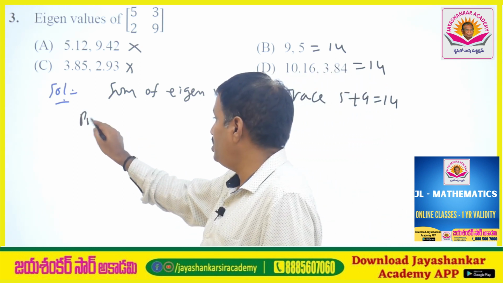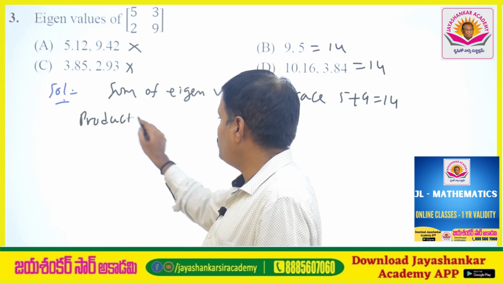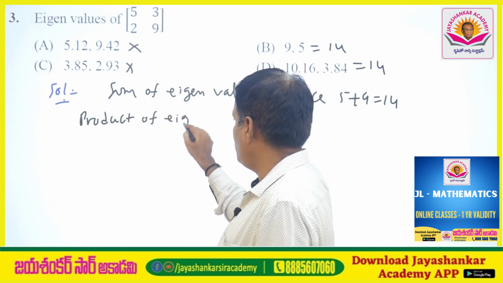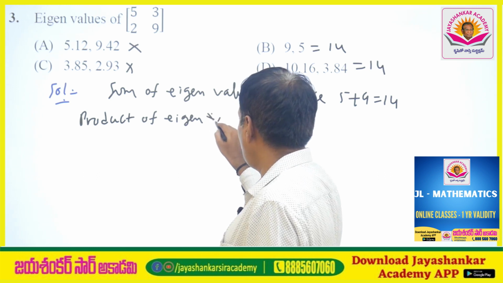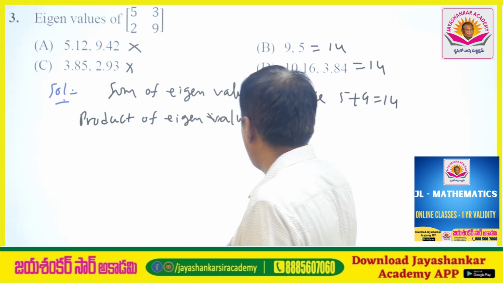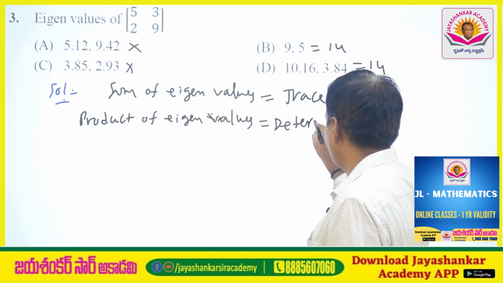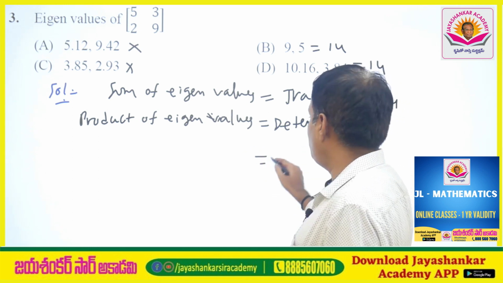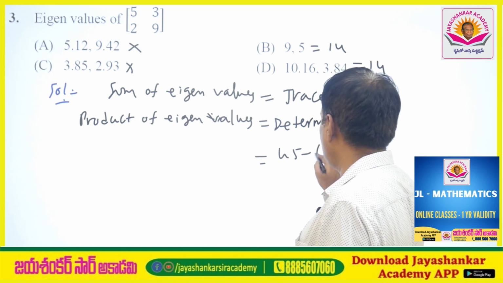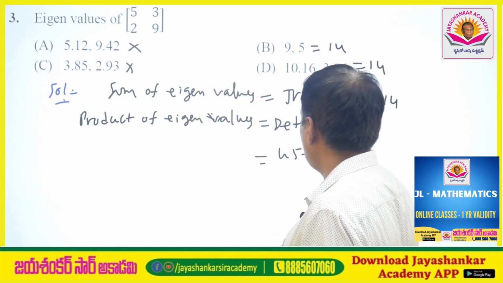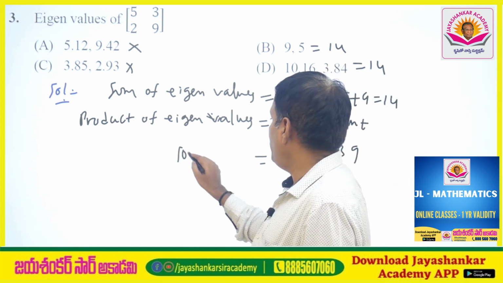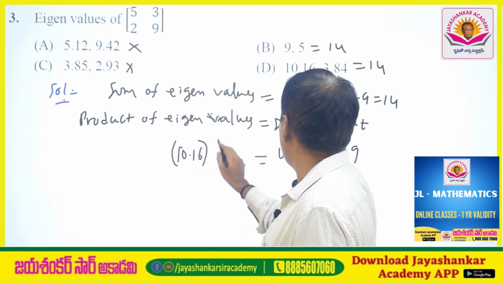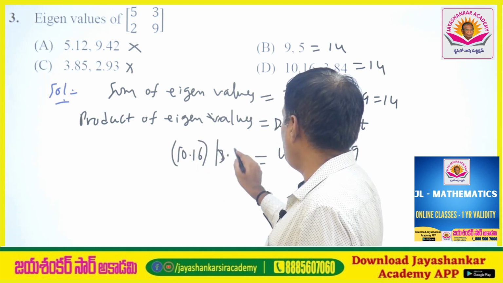We have to go with the product of eigenvalues. The product of eigenvalues is equal to the determinant. What is the determinant of this matrix? 45 minus 6 is 39. Which product satisfies this? 10.16 into 3.84.